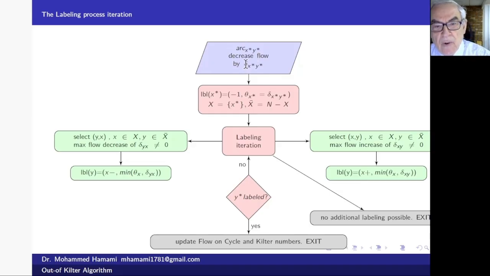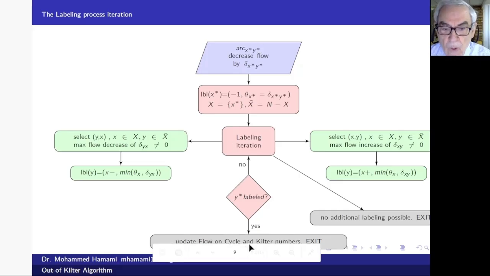If it's less than this number delta x star y star, then we're going to find another path. All right, we start over, and then we find a path between x star and y star, and we repeat the procedure many times until either the arc x star y star is in Kilter, or I'm stuck. I cannot label any more nodes.